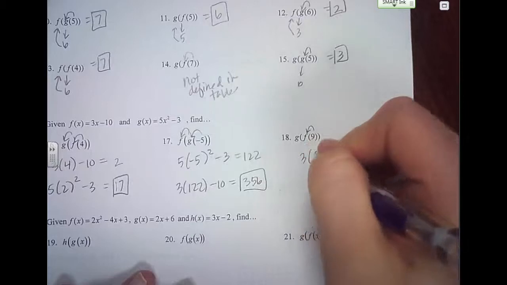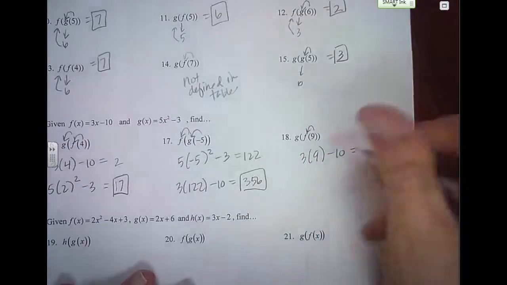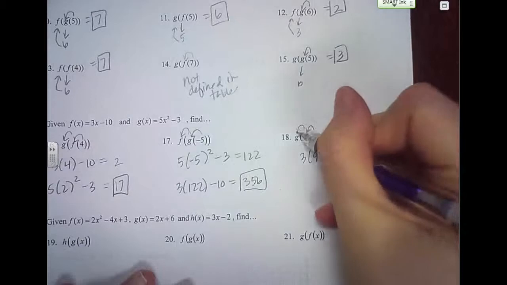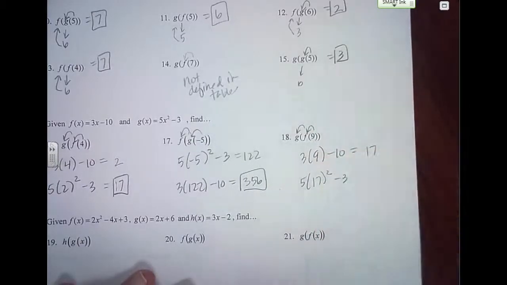Number 18, take 9 and put it into f. So 3 times 9 minus 10 is 17. Then I'm going to take 17 and put it into g. So 5 times 17 squared minus 3.